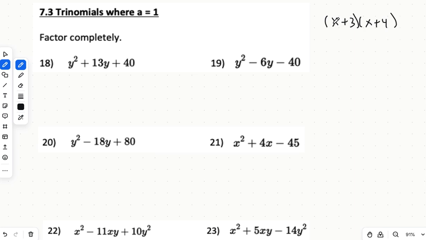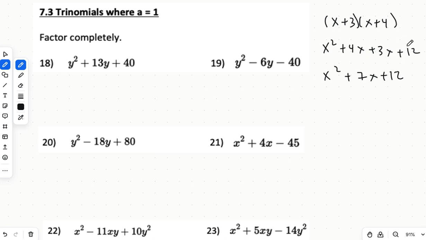And remember, we would do FOIL, so we'd go x squared. On the outside, we get 4x. On the inside, we get 3x. On the end, we get 12. And we collect our like terms here, and so we get x squared plus 7x plus 12. What we're doing in this section in particular is we're trying to get from here to there. So we're trying to go backwards from what we saw as a FOIL.